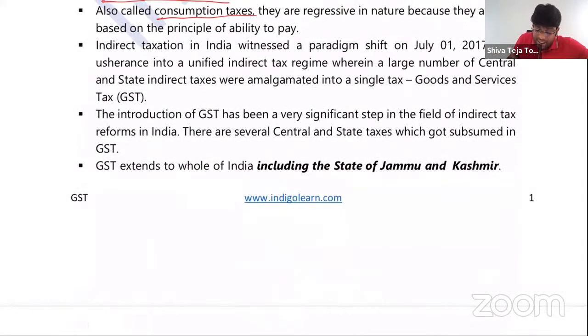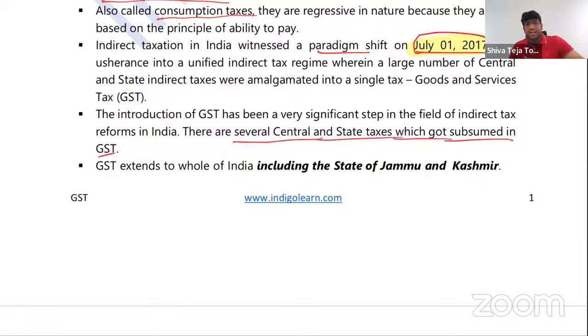Right. And indirect taxes witnessed a paradigm shift on which date? July 1st, 2017. We know very clearly that GST has come to India on 1st of July 2017, wherein various indirect taxes have been conglomerated into one nation, one tax, that is GST. But GST is not a conglomeration of direct taxes. GST is only a conglomeration of various indirect tax laws. Next point. There are several central and state taxes which got subsumed under GST.